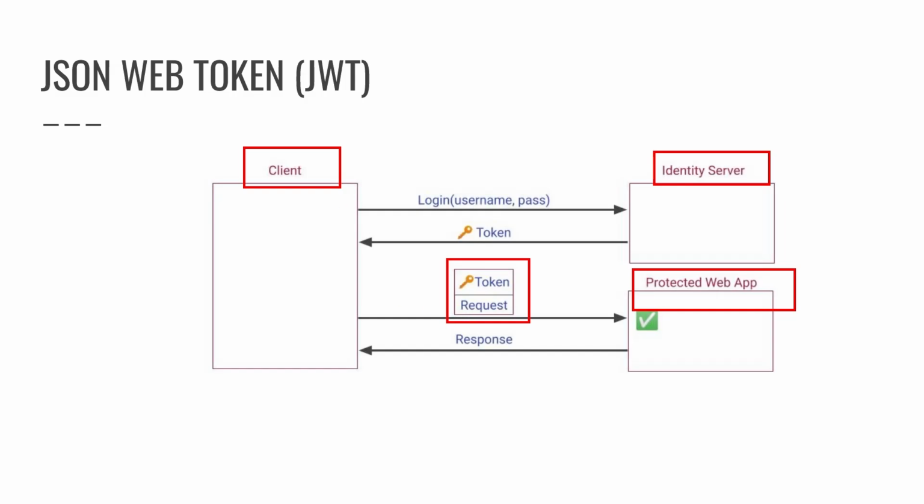So once we have sent this request with the token, our web API will validate this token. And if the token is valid, then we will respond to the client with the proper data which they are requesting. So on a high level, this is how JWT authentication will work. Now, let's go to Visual Studio and try to create this identity server and a web API and try to protect our resources using JWT authentication.